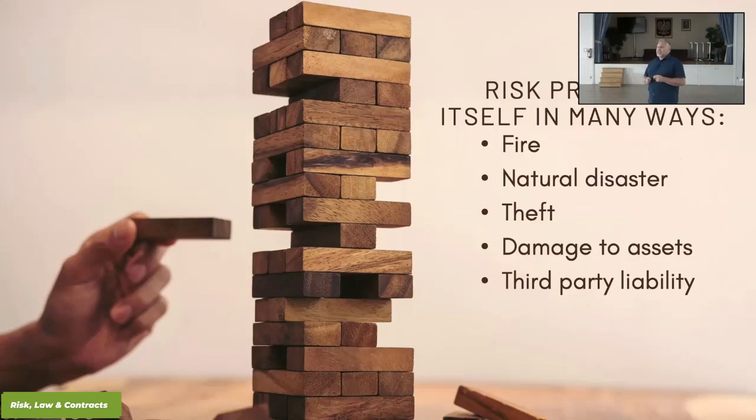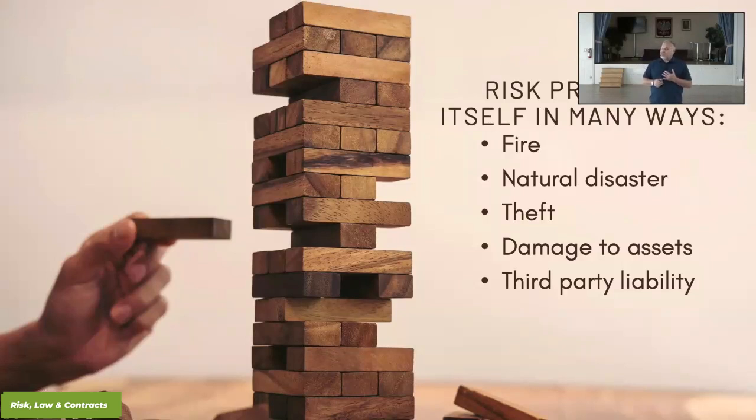So what are the primary ways that you're at risk within your company that you need to be aware of? In the book, it talks about fire, natural disaster, theft, damages to assets, and third-party liability. From a consulting firm, we have seen each one of these in various businesses. It's not that any one business is immune to this. As an industry, though, some of them are higher.